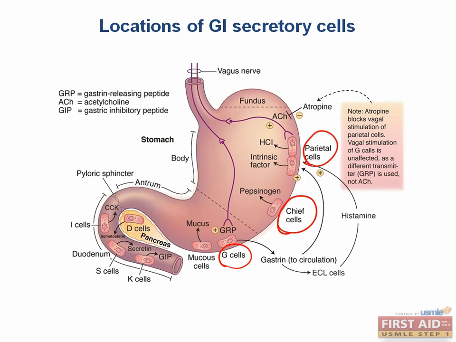The parietal cells are also releasing intrinsic factor. The chief cells, on the other hand, release pepsinogen. How is pepsinogen activated? Again, recall that pepsinogen needs the acidic environment to be converted to pepsin. A side note on the schematic is that whereas the vagus releases acetylcholine into the body of the stomach to activate parietal cells, the molecule that activates G cells in the antrum is actually GRP, or gastrin-releasing peptide. You can also see here on the left side the other cell types of interest. I cells releasing CCK, S cells releasing secretin, K cells releasing GIP, and in the pancreatic islets, D cells releasing somatostatin.